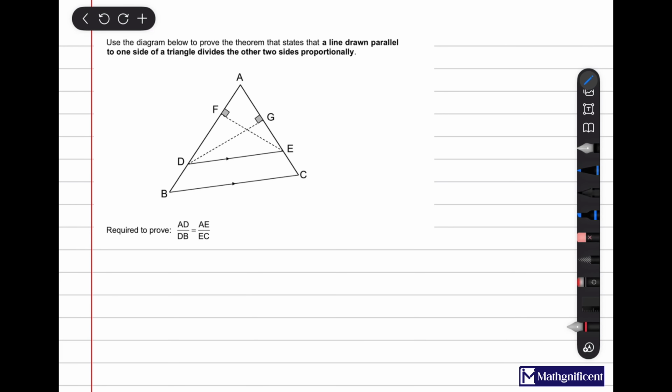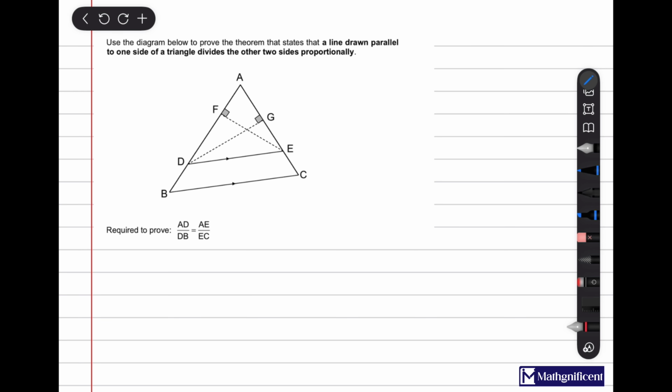Good day, guys. So today we have this question here that is based on the proportionality theorem. Now we have to prove the proportionality theorem. So let's read the statement here. It says that in the diagram below, to prove, so we have to use the diagram below to prove the theorem that states that a line drawn parallel to one side of the triangle divides the other two sides proportionally, right? So that's what we have to do.